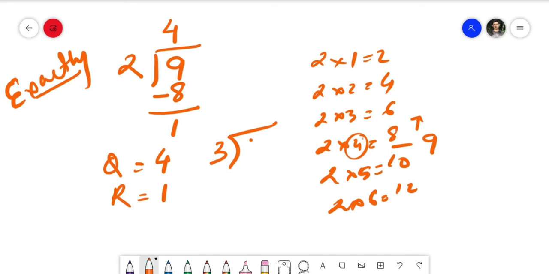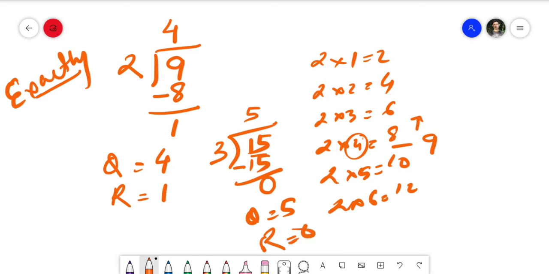You can take any number. Let me take 15. We see the first digit is 1. Of course 3 is not divisible by 1, so we'll take these 2 digits. 3 5s are 15, we know, isn't it? We minus it and the remainder will be 0. So here the quotient is 5 and the remainder is equal to 0.